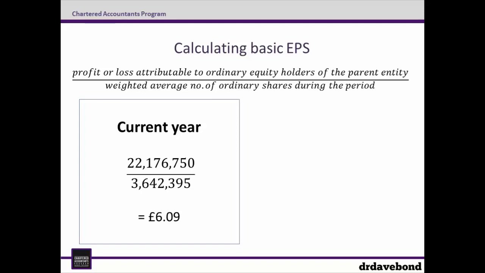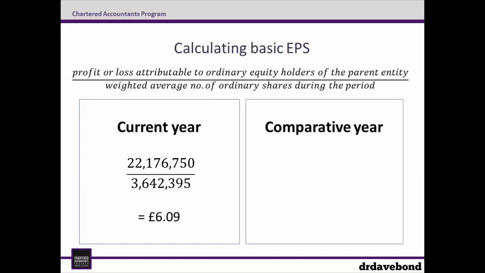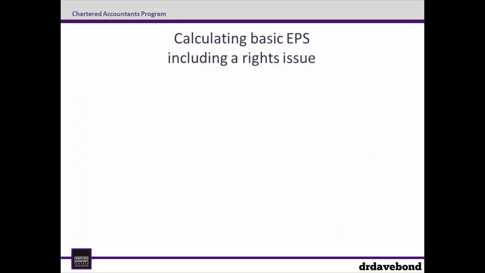Because of the rights issue, we also need to restate the comparative EPS for last year. This originally was £5.69. To restate, we divide the original by the rights adjustment factor, which gives us a restated comparative EPS of £5.37. And that's calculating basic EPS including a rights issue.